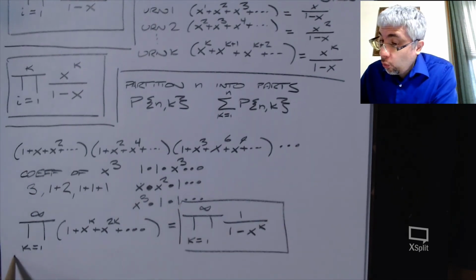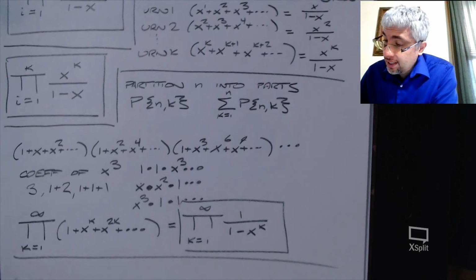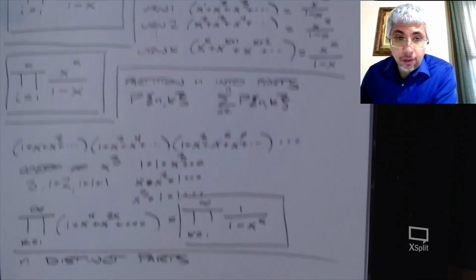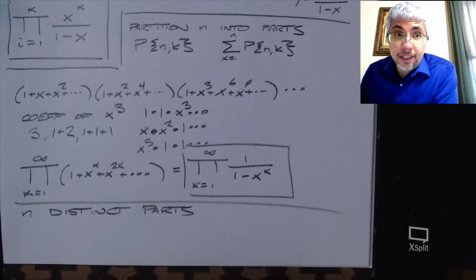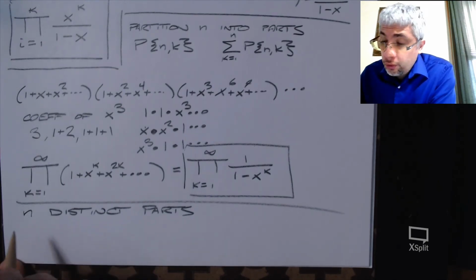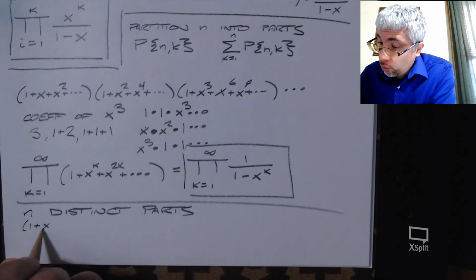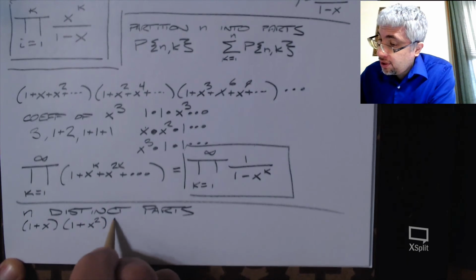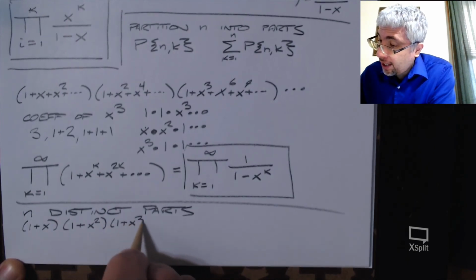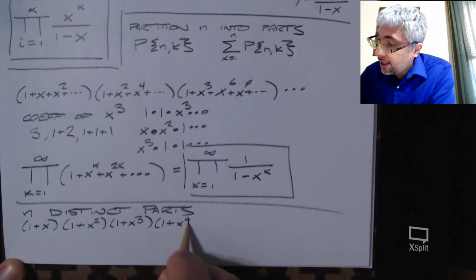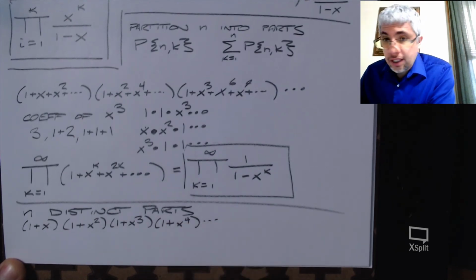So, what if you also wanted distinct parts? Well, if we want distinct parts, then what are my choices going to be? Well, I can only have at most 1, 1. So I either don't have a 1 or I have a 1. I don't have a 2 or I have a 2. I don't have a 3 or I have a 3. And I don't have a 4 or I have a 4, and so on and so forth.